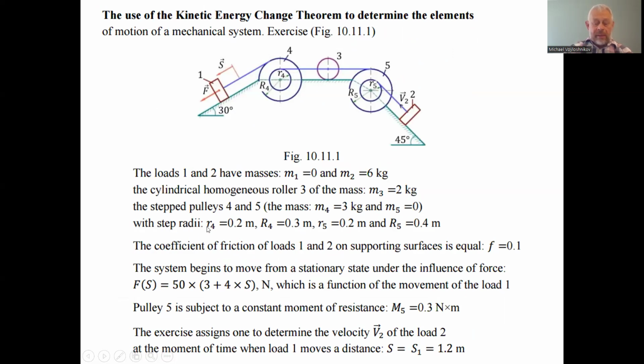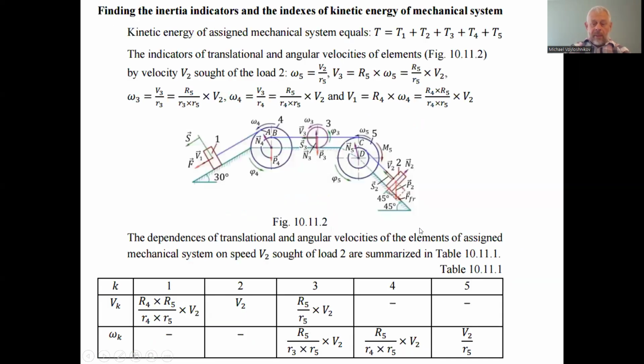The radius of the fourth pulley, this is a two-stepped pulley, the small radius, lowercase r4, equals 0.2 meter, the external radius of the rim of this fourth pulley is 0.3 meter, the radius lowercase r5 is 0.2 meter, and the uppercase letter R5, the radius of the rim of this stepped pulley 5, is 0.4 meter.